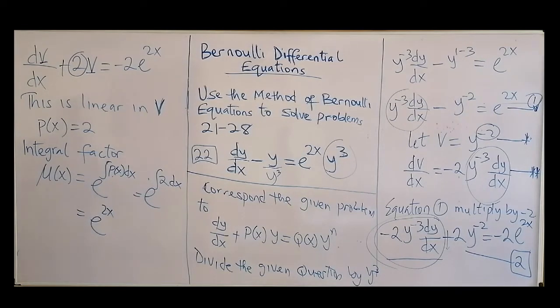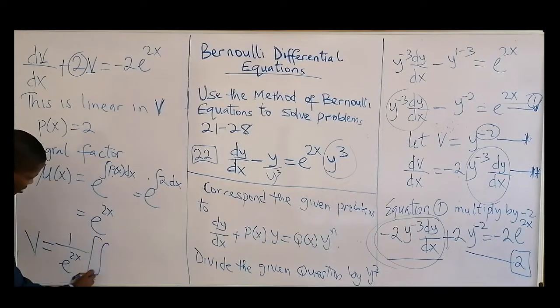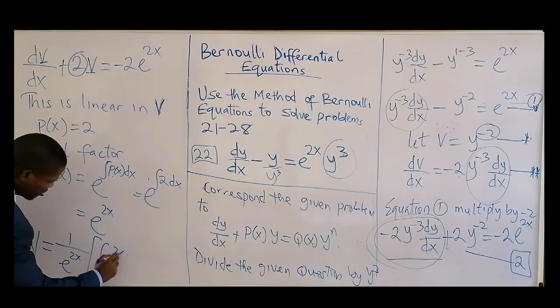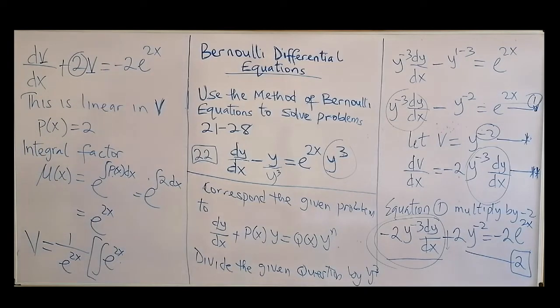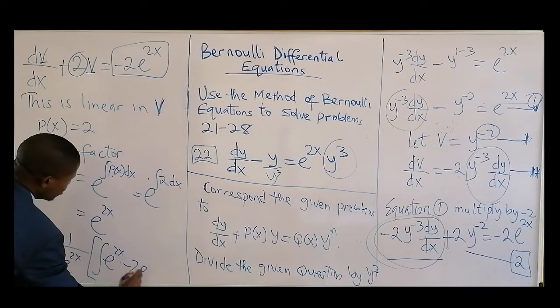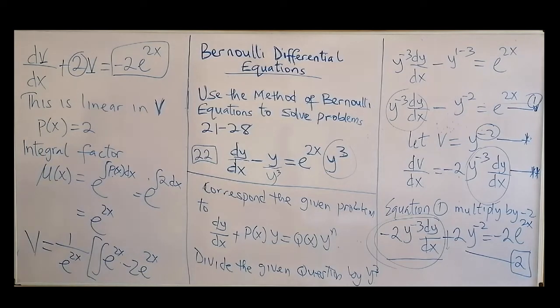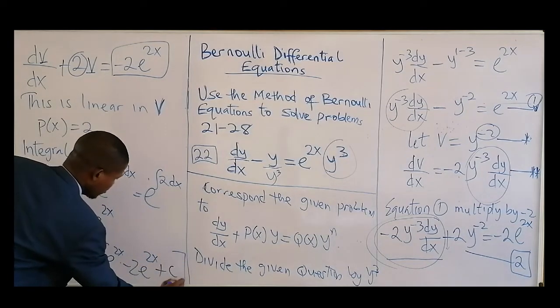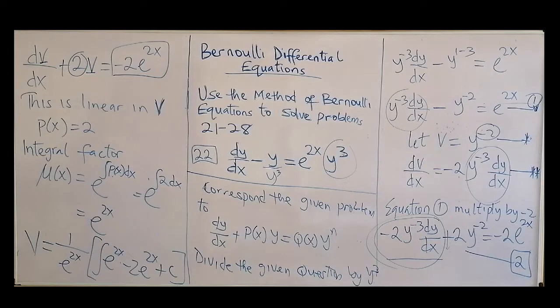So the general solution will now become, it's linear in v, so the general solution must be written in v. And that will be equal to 1 over the integral factor, which is e^2x, and then open bracket, integral factor times the Q of x. This is my Q of x, that's minus 2e^2x. Okay? Then plus c. So that's that on that equation.